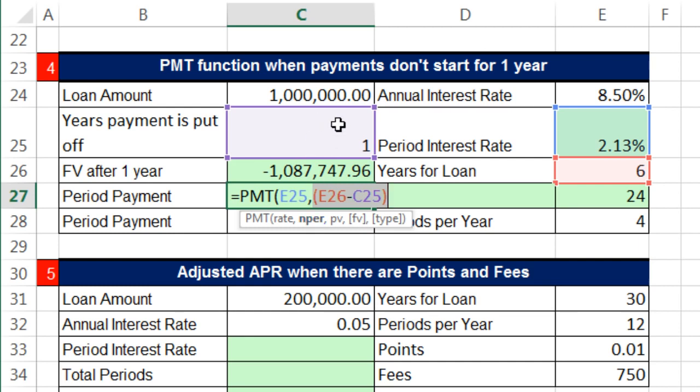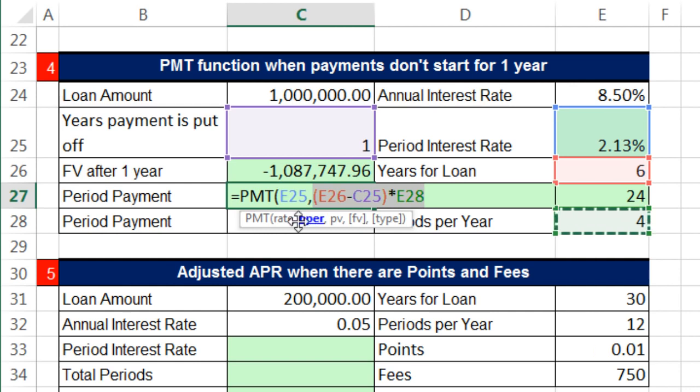If that was 2, then the number of years for this NPER payment would be 4, right? 6 minus 2 would be 4. But for us right now, 6 minus 1 is 5. Now that's years, and the units always have to be the same. So for NPER, we have to say times 4. That will give us our 20, I believe it is.